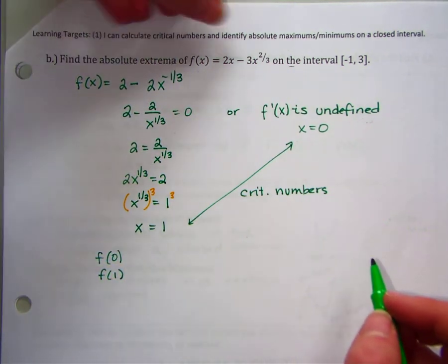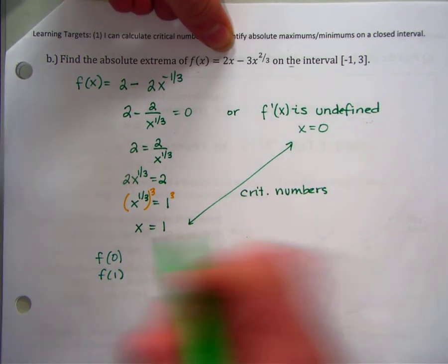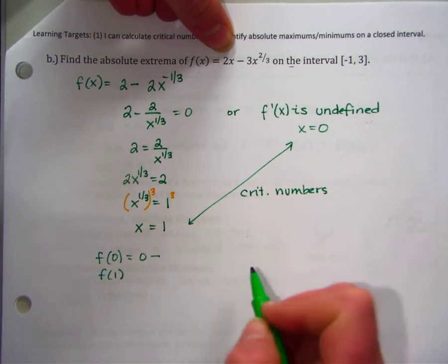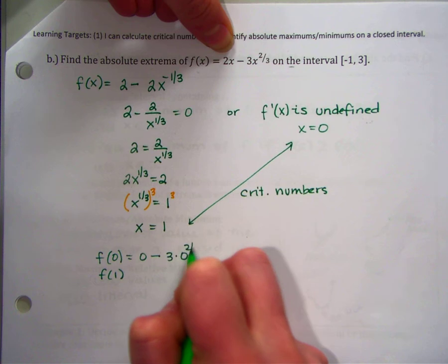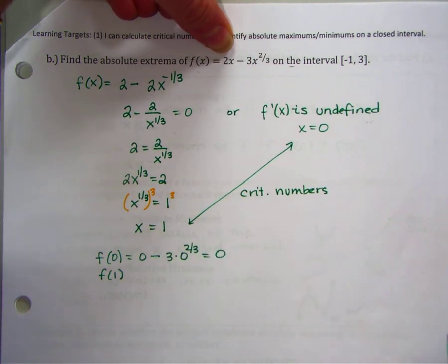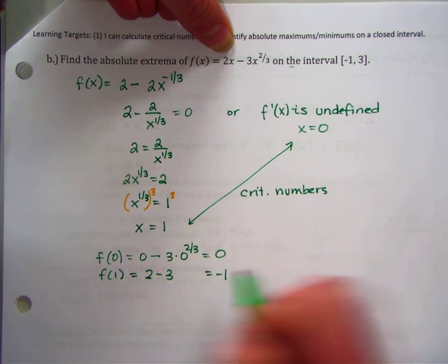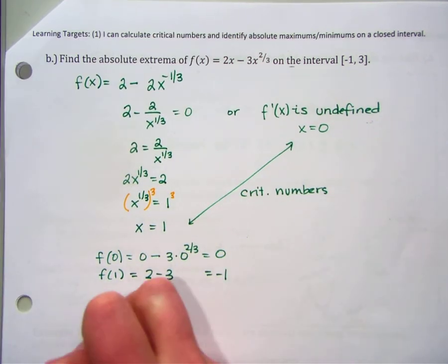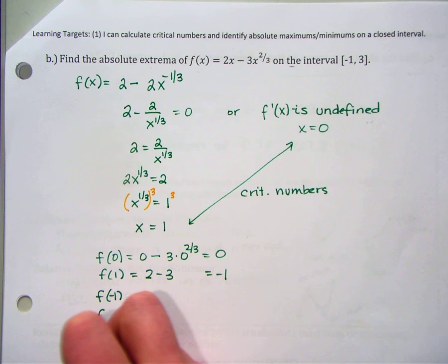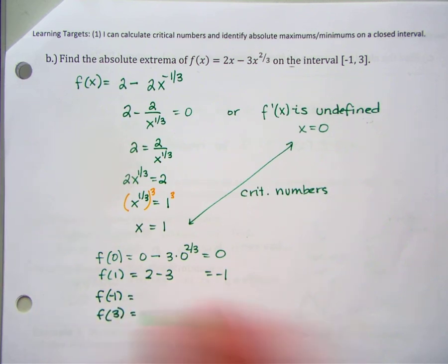So if I go back to the initial function, 2 times 0 is 0, and 3 times 0 to the 2/3, still 0. If I plug in 1, I'll get 2 minus 3, which is negative 1. And then don't forget, it's a really common mistake for kids to forget to test the endpoints on the absolute extrema. And so I'm going to go ahead and plug those in.